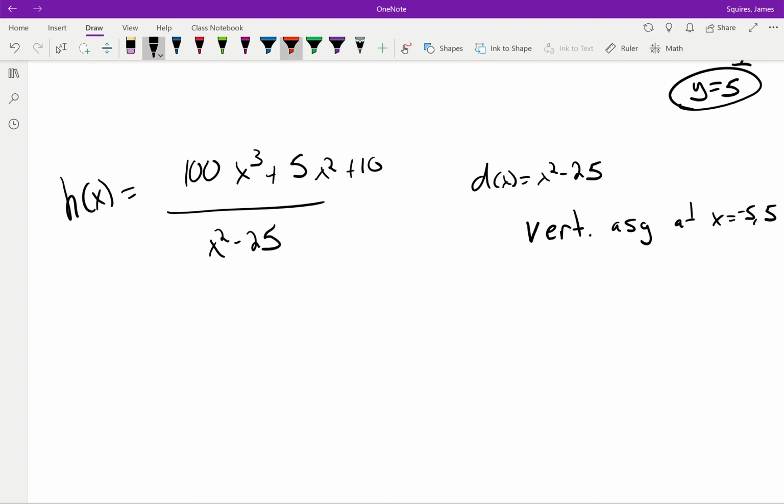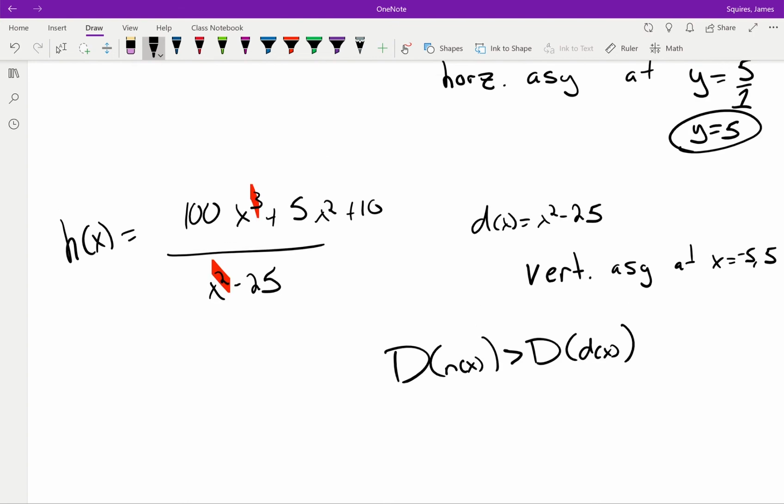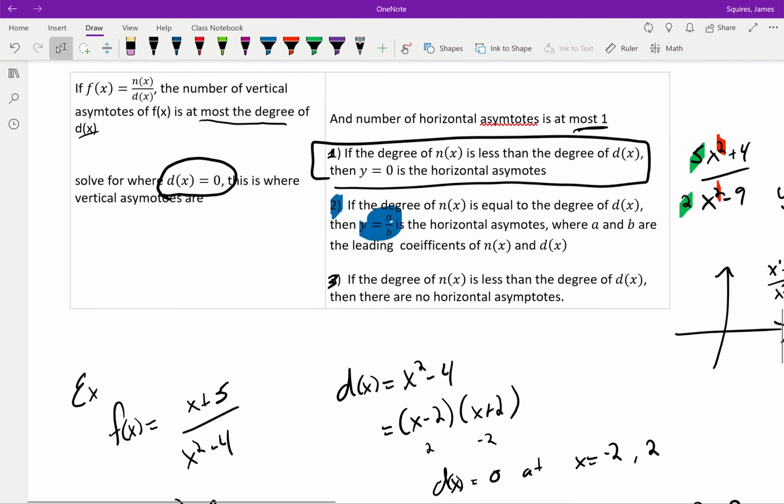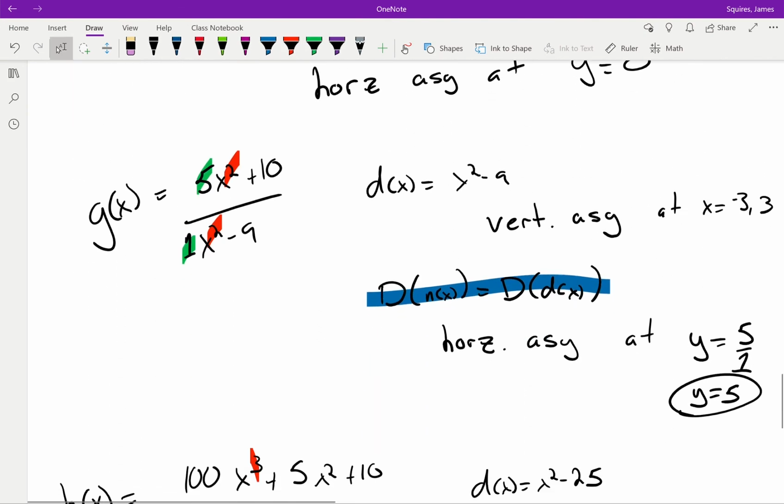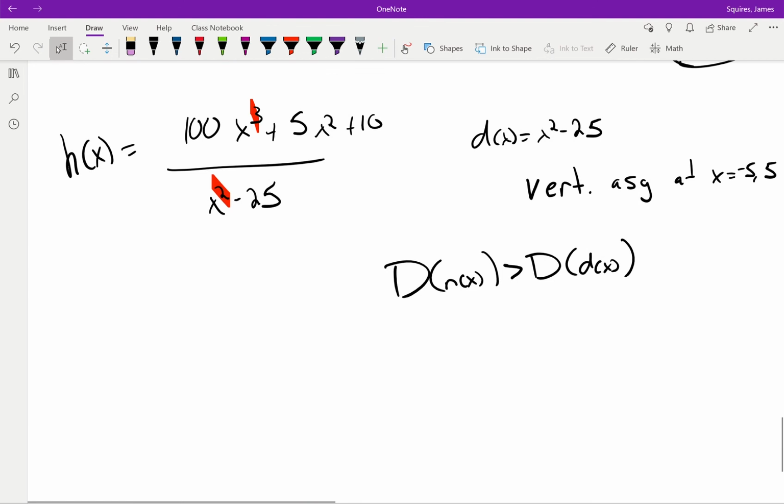And looking at the degree of the numerator and the degree of the denominator, in this case the degree of n of x is greater than the degree of d of x. Well, if we go back to our rules, looking at the third one here, if the degree of n of x is greater than the degree of d of x, then there are no horizontal asymptotes. And that's what we got going on here.